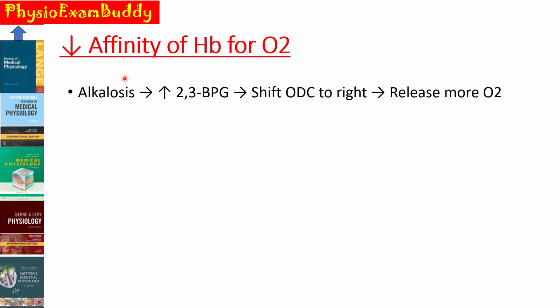Next, about the decrease in the affinity of the hemoglobin for oxygen under hypoxic condition. The 2,3-BPG will be increased secondary to the alkalosis, and this will shift the ODC towards the right side, releasing more oxygen from the hemoglobin.